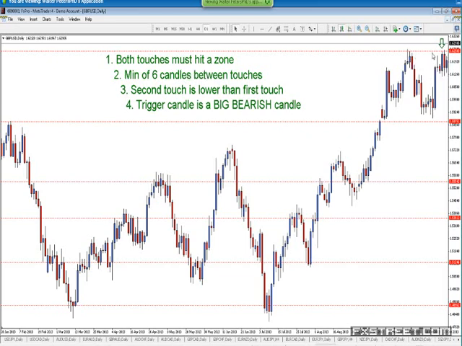Both touches hit the zone? Yes. Boom, boom. 6 candles between touches? Yep, sure are more than 6 candles in here. The second touch is lower than the first touch? Yep, it just made it by 4 pips. And we get a trigger candle? So far, we don't have a trigger candle.